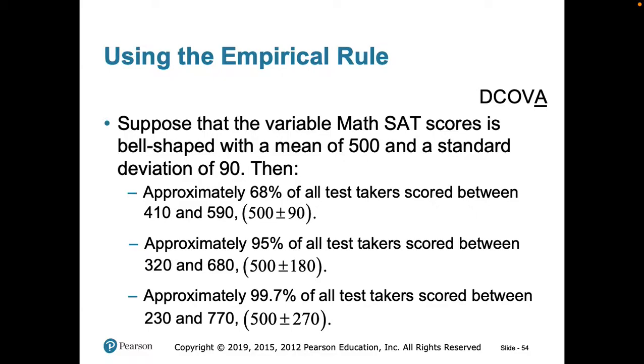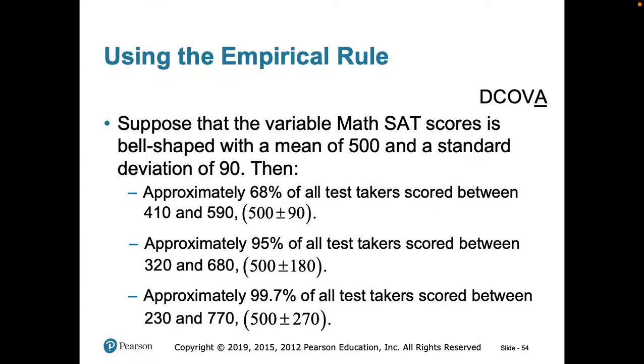So here's an example about the empirical rule. Let's say that the variable math for an SAT score is bell-shaped, and the mean is 500, standard deviation is 90. Then you have that 68% of all the people who are taking the test are going to score between 410 and 590, because your mean is 500 plus minus 90. Then you have 68% of all those people are going to fall between 410 and 590.